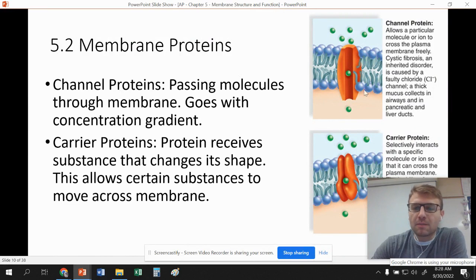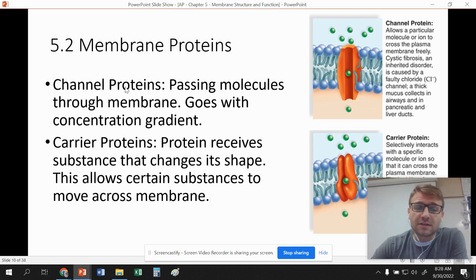Channel proteins, these are going to be membrane proteins, and these are going to be mostly integral proteins here. These channel proteins allow molecules to pass through. This goes with the concentration gradient. We're going to get more into that in the next section, but understand this just goes from high to low concentrations. This is almost like a bridge that just allows cars to move past. It's just going to allow these molecules to move past that membrane.